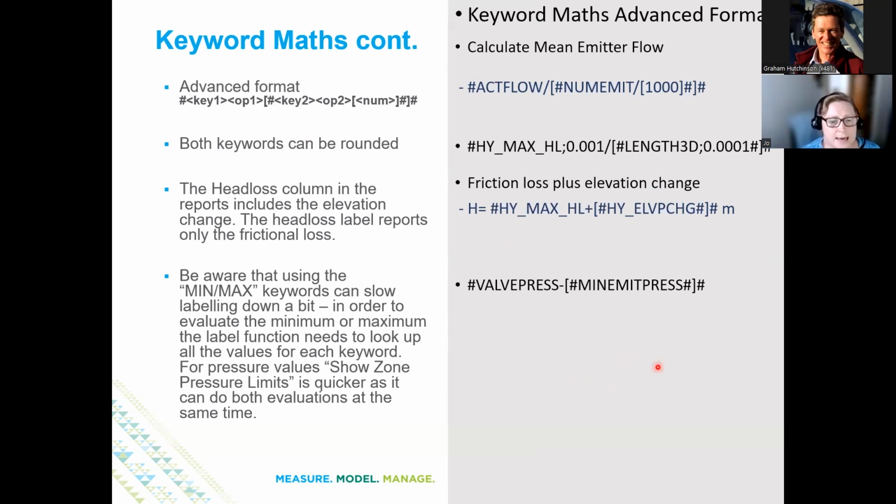Also be aware that, well, you've probably used min and max labels depending on what you're doing, but using those can slow down the labeling a little bit, depending on how large your design is, simply because Irricad has to go through and evaluate the minimum and maximums to pull out the right number. But if you are looking for minimum and maximum pressures, then show zone pressure limits is quicker because it does the minimum and maximum at the same time and can populate the screen accordingly.